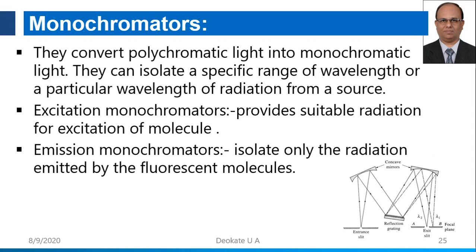There are also two types of monochromators used. The first one is the excitation monochromator, which provides suitable radiation for excitation of the molecule, and the second one is the emission monochromator, which isolates only the radiation emitted by the fluorescent molecule.